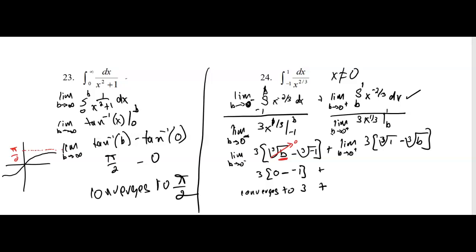What happens is as b becomes 0 from the right, same thing that would have happened from the left, this guy here is going to be going to 0. And what we would end up with is this 3 getting multiplied by the cube root of 1, which is a 1, and then minus that 0. So this one also converges to 3. So overall, we converge to 6.